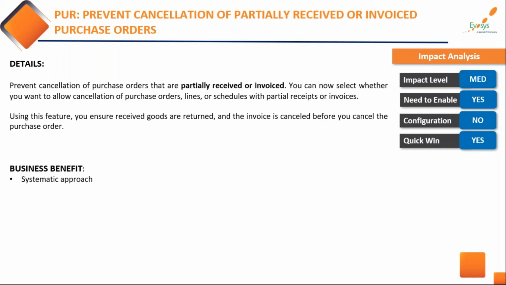Moving to the next, under purchasing, prevent cancellation of partially received or invoiced purchase orders. Again, this is one such feature which would help in making sure that there is more harmony between the finance as well as the procurement departments, because this now prevents us from closing any purchase order that has been partially received or invoiced. What it does is that it makes sure that we are following a systematic approach, and either the goods are being received or the invoices are cancelled before we want to cancel the actual purchase order. This is an opt-in feature and does not require any specific configuration.